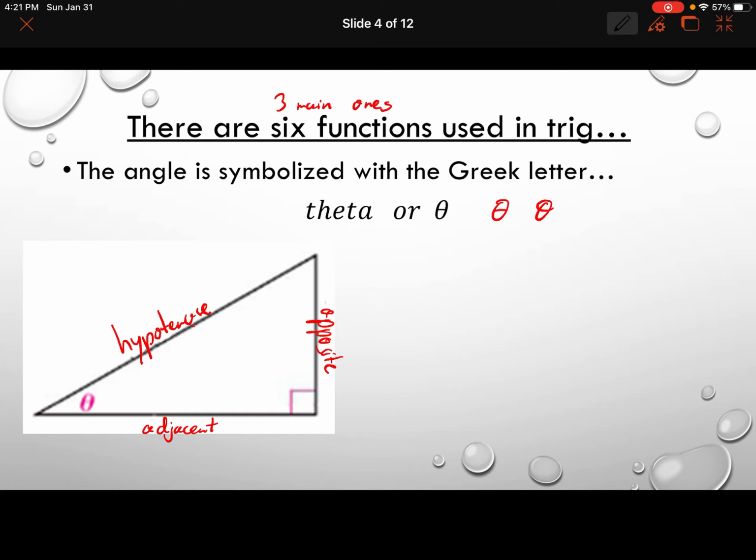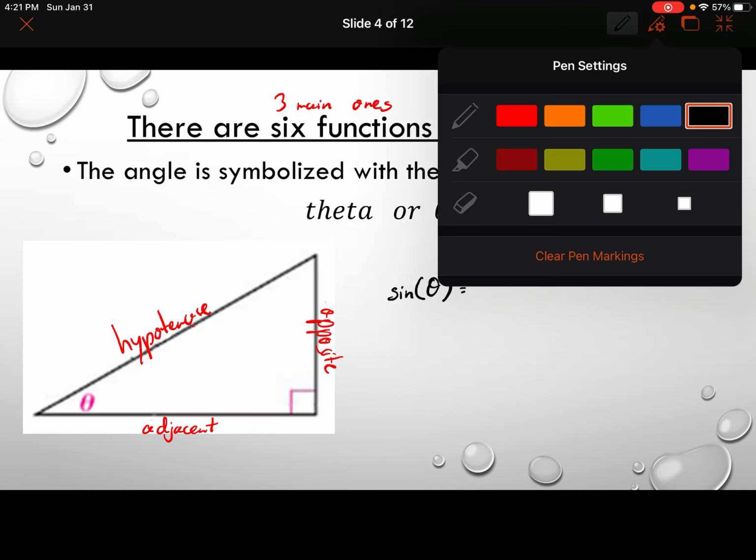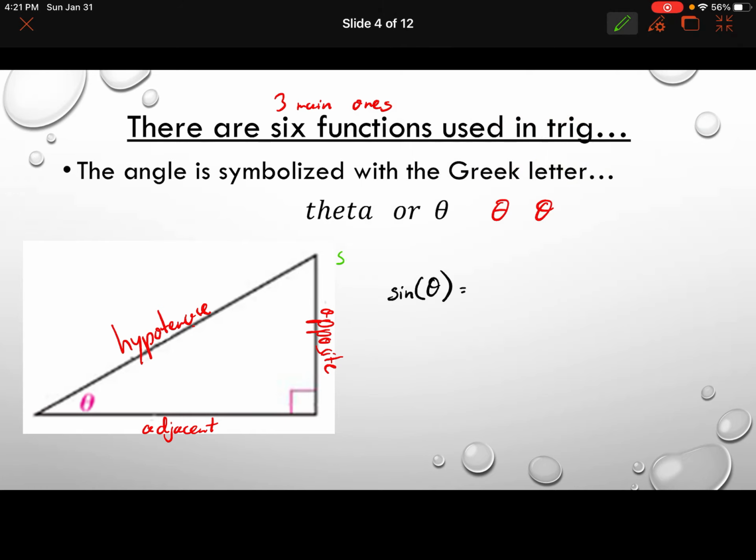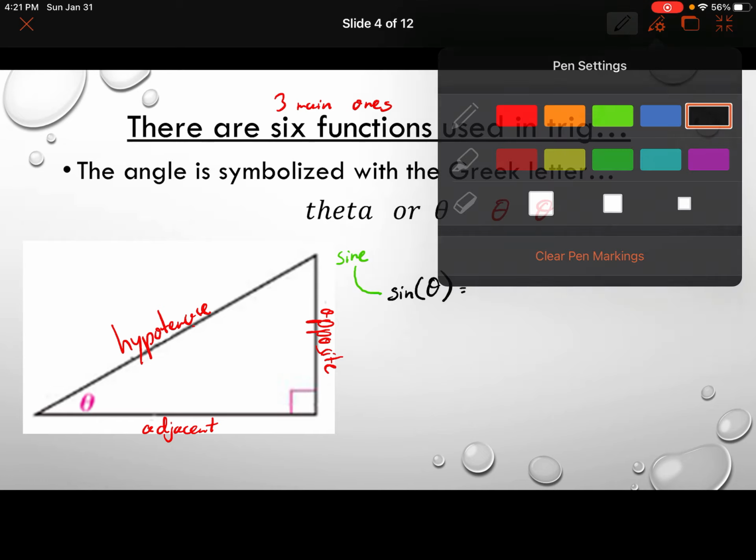So the first one is called sine. It is written as S-I-N, but it is called sine. So once again, sine, S-I-N-E, so don't call it sin of theta. Don't do that. It is called sine of theta. So just try to remember that.